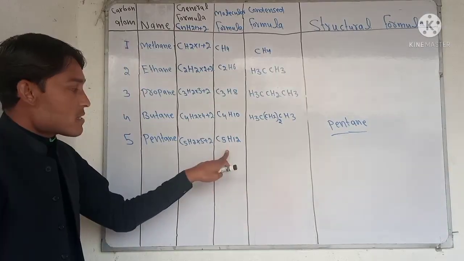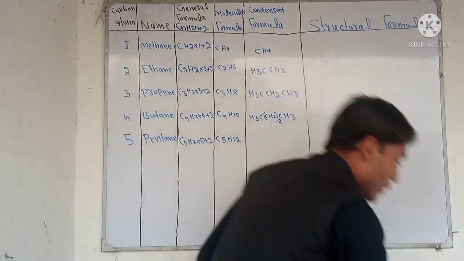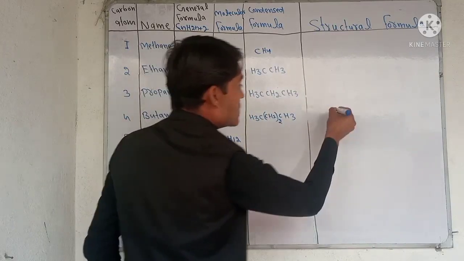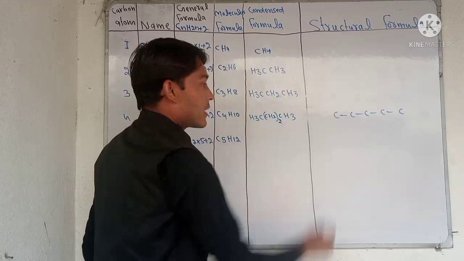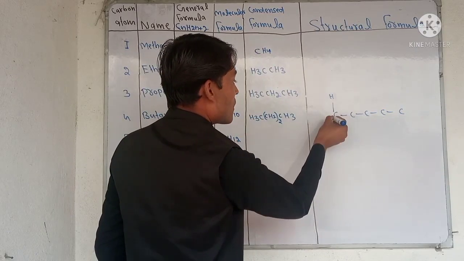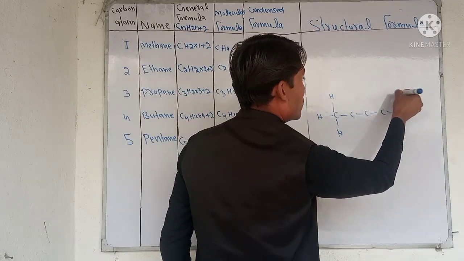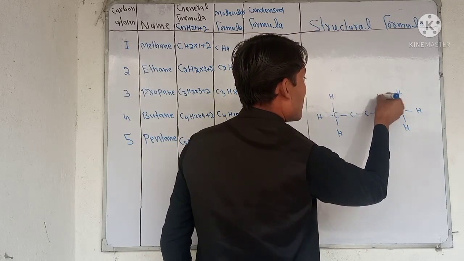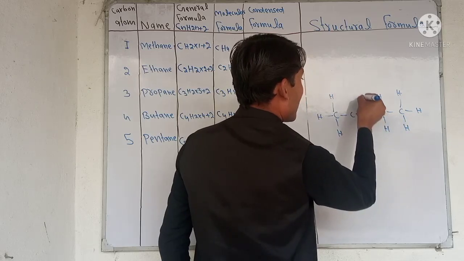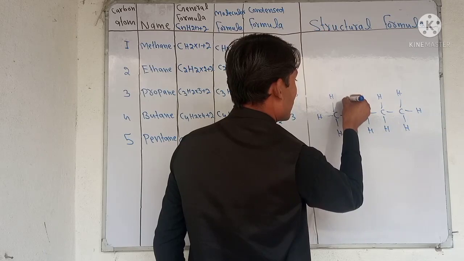Now if you want to draw the structural formula, we simply need to draw 5 carbons: carbon 1, carbon 2, carbon 3, carbon 4, carbon 5, and a terminal always has 3 hydrogens. Here also you need to draw hydrogens, and also on the other carbons, and carbon, hydrogens here.